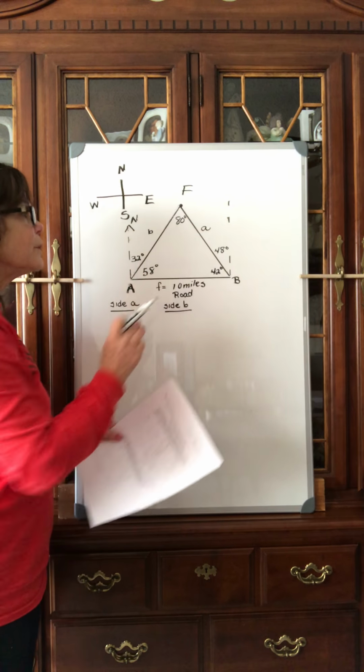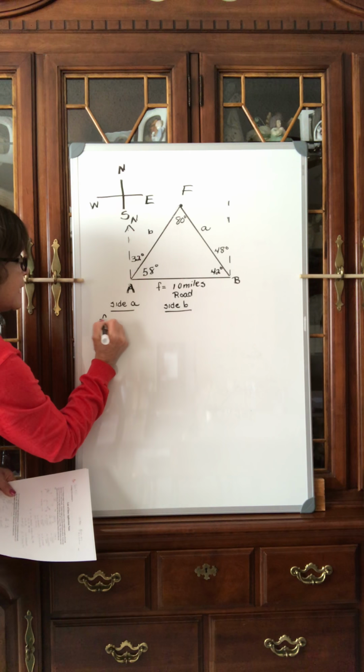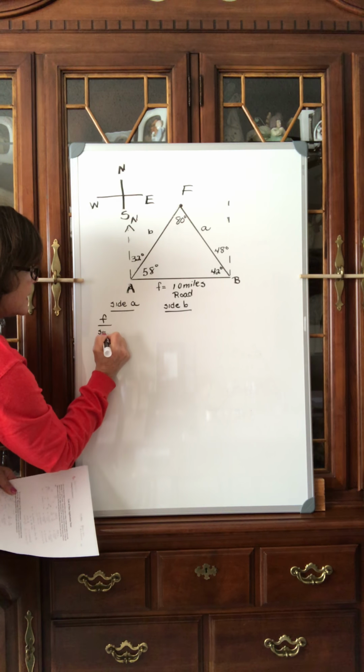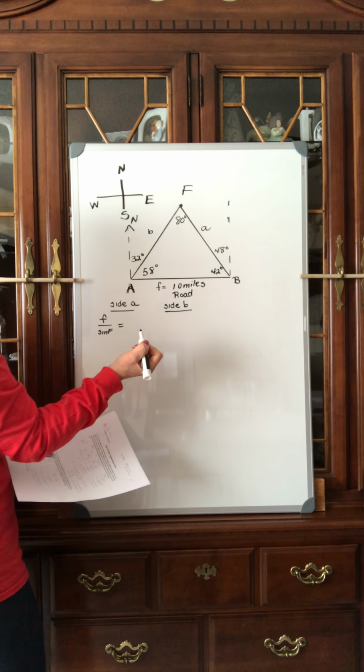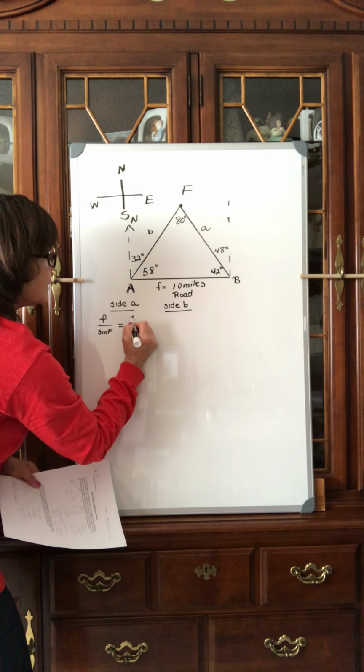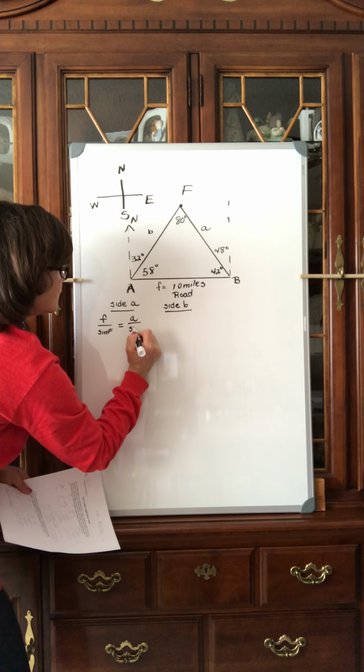To find side A, you've got to use the law of sines. We're going to have to use F because that's the given information that we have. So when I set up my law of sines, it's going to be side F over the sine of angle F. We know we're looking for side A over the sine of angle A.